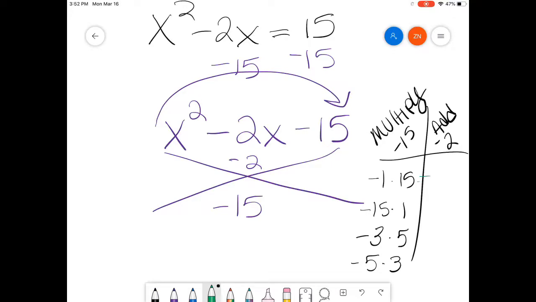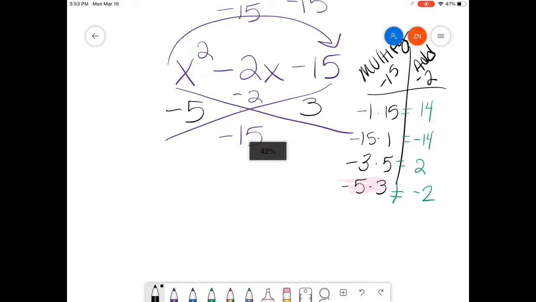Then I'm going to add all these until I get negative 2. This would be 14, so that doesn't work. This would be negative 14, so that doesn't work. This would be 2, so that doesn't work. And this would be negative 2. So my last solution is the one that I'm going to use. Negative 5 and 3. In the previous problem, it didn't really change which one I used as negative, but this does, right? So make sure that you have that correct.